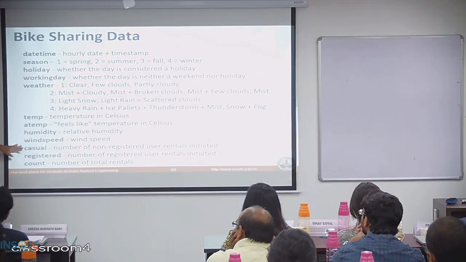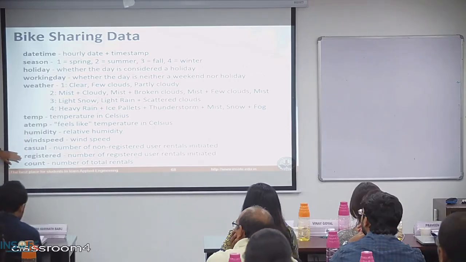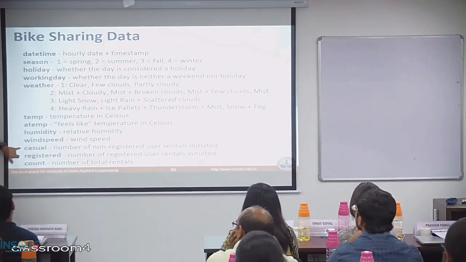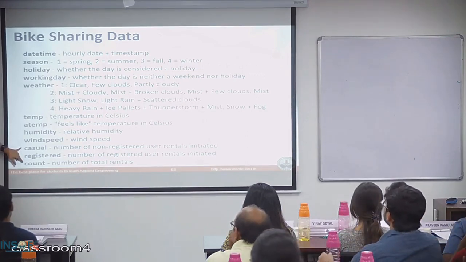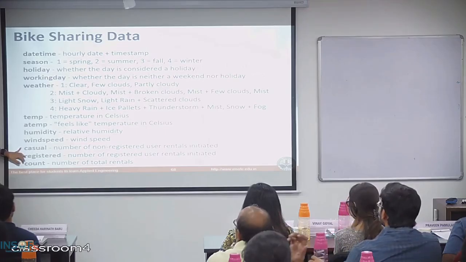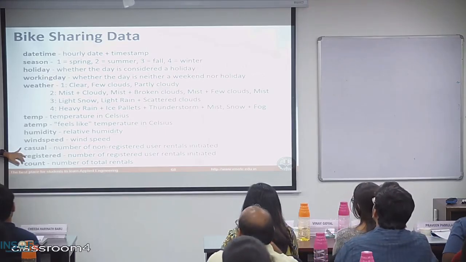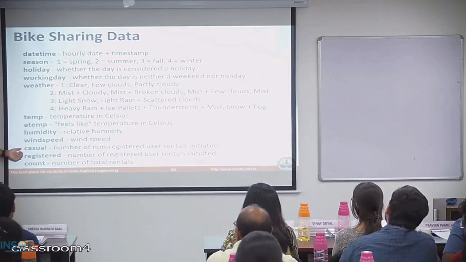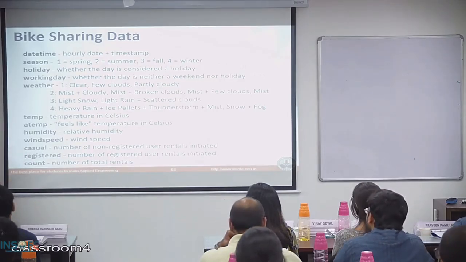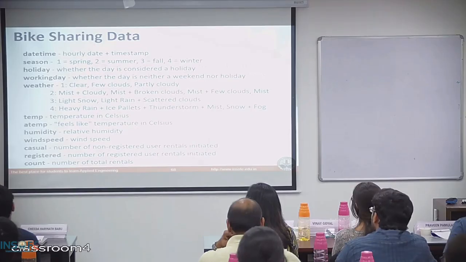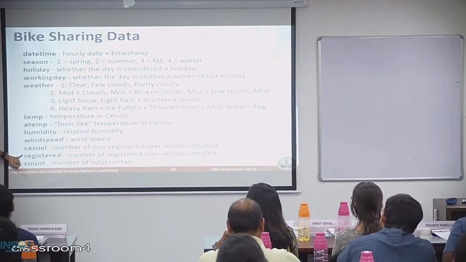Humidity is given, wind speed is given, and then information such as the nature of the people who actually rented the bike during that given period. Okay, whether that person is a casual rider, so someone who showed up at the station and showed his ID, gave his credit card number, and took the bike because he was a tourist, or whether that person was a registered user.